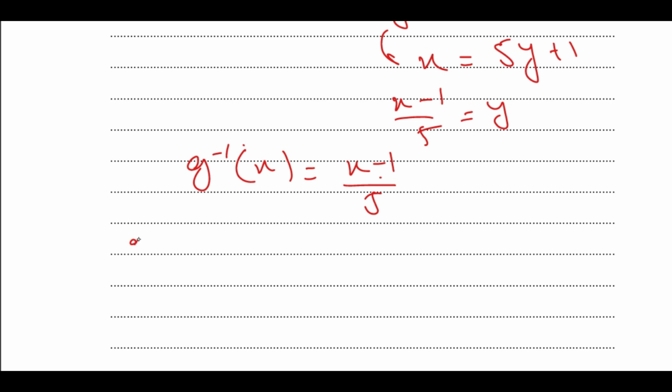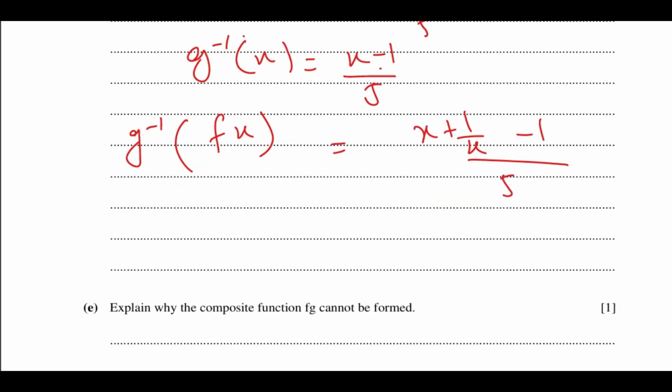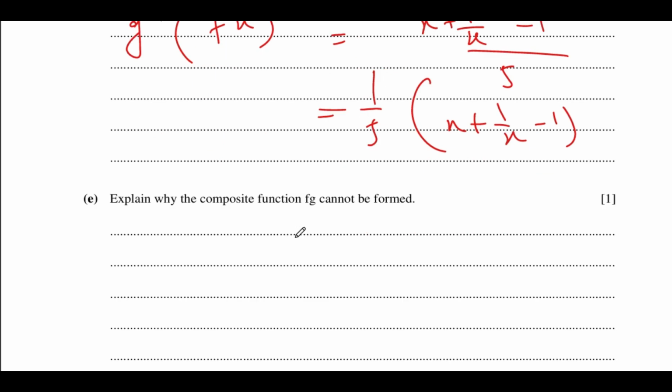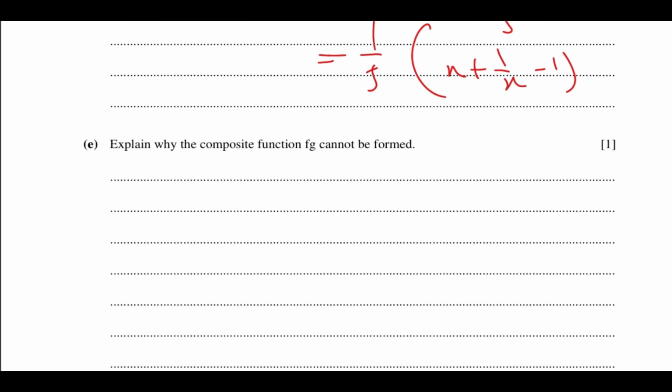But in the question we were informed to calculate g inverse f of x, which means in this x value we will put the f function value. So x plus 1 over x, minus 1 over 5, which gives us 1 over 5 taken common, and we will have x plus 1 over x minus 1. Explain why the composite function fg cannot be found.